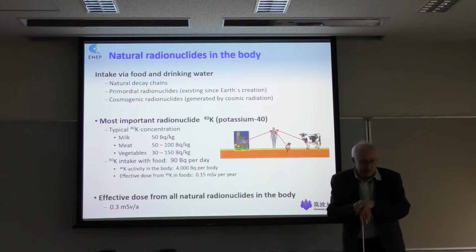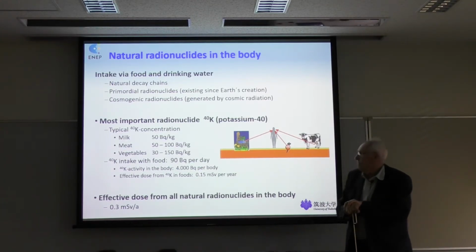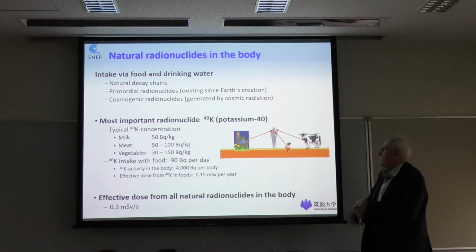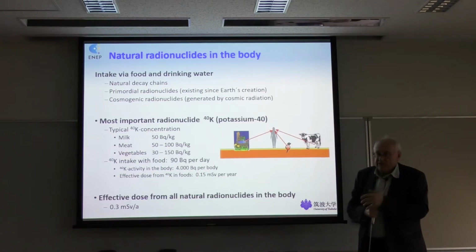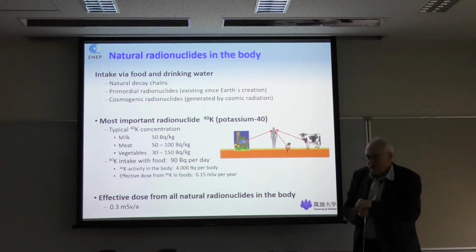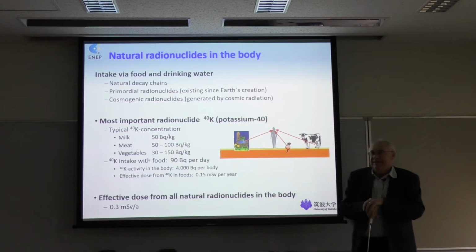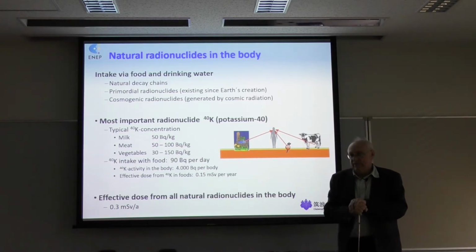Let's come to the natural radionuclides in the body. In the body, each of us has about 10,000 becquerels of activity. 4,000 of this is due to potassium-40, which is a primordial radionuclide. This means it has existed since the creation of the Earth. Its half-life is 1.3 billion years.